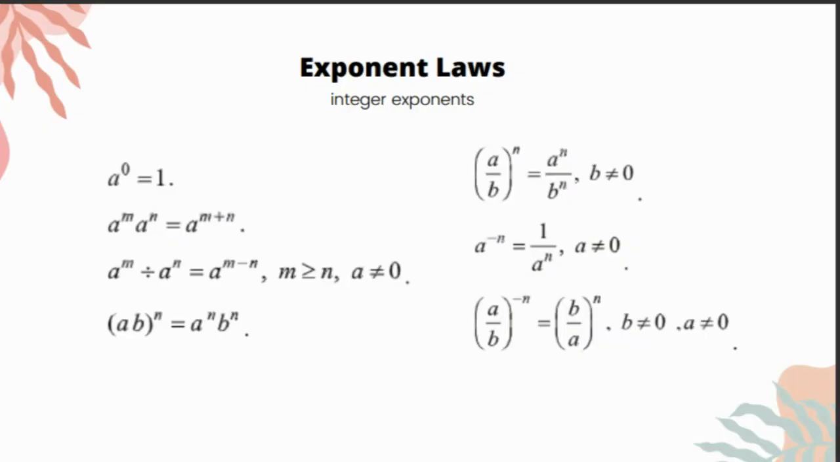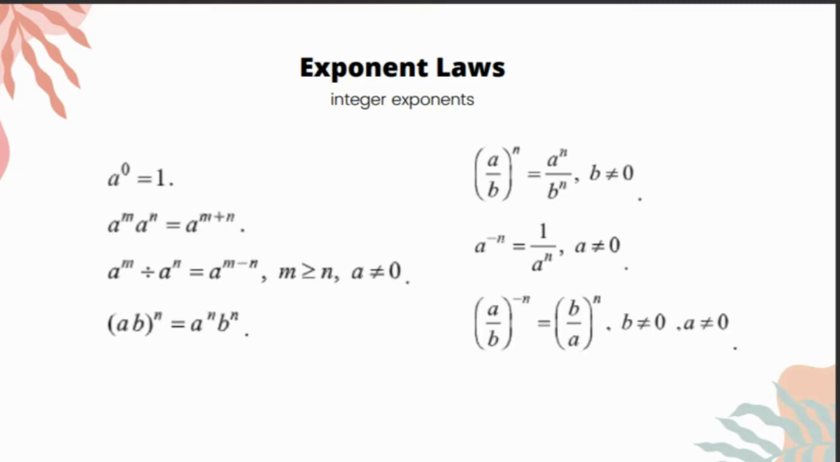Grade 10. In this lesson, we're talking about expressions that contain exponents and can be simplified. First of all, you would have to review exponent laws for integer exponents. Any number except 0 to the power of 0 is equal to 1. When we have the same base, different exponents, and multiply the powers, we add the exponents. When we divide the powers, we subtract the exponents.